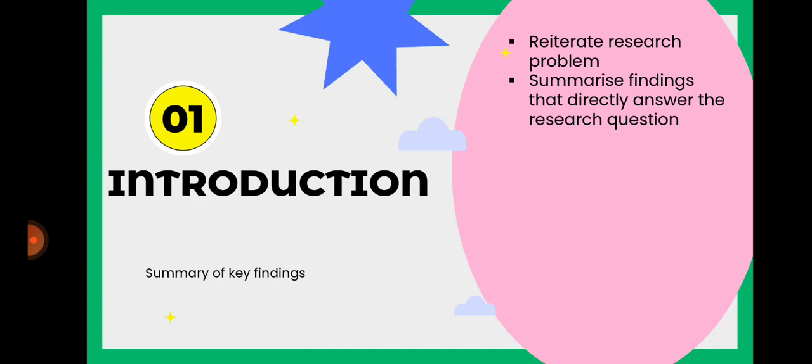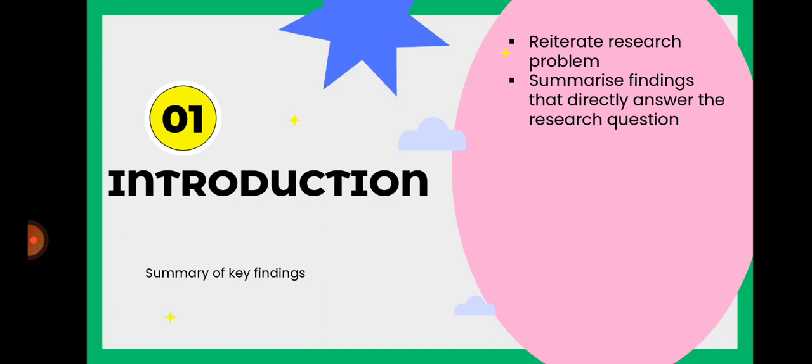So there are, of course, different ways of beginning the introduction, but normally the introduction should continue the summary of our findings. So we try to actually reiterate the research problem first. A brief recap of our key results is necessary. So we summarize the findings that directly answer the research question.